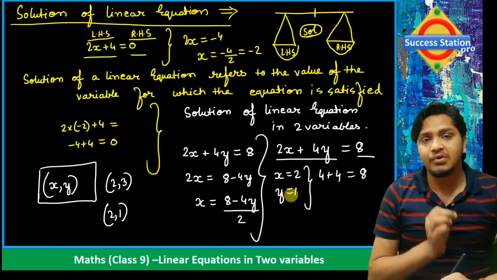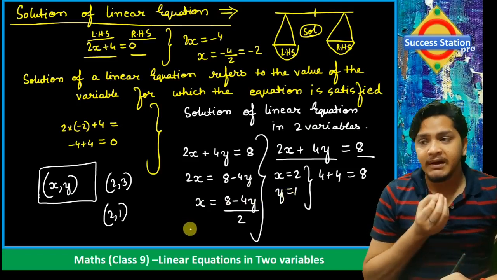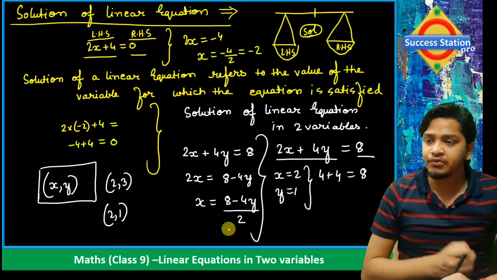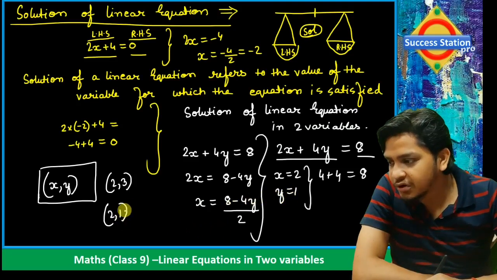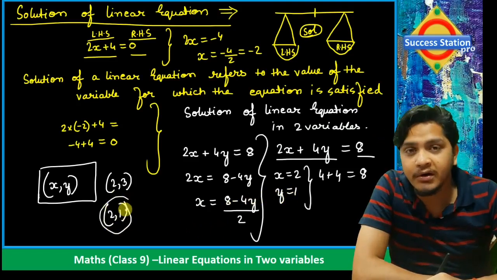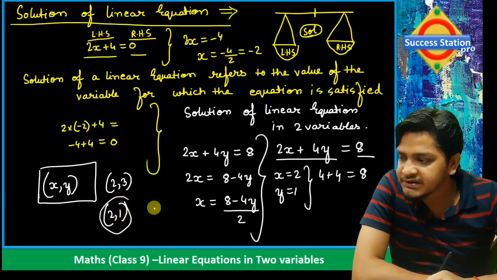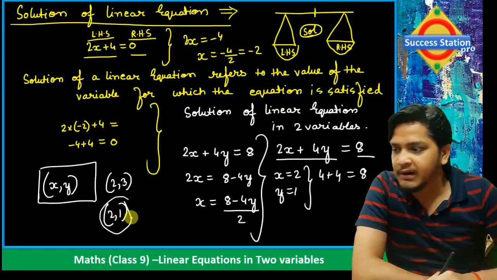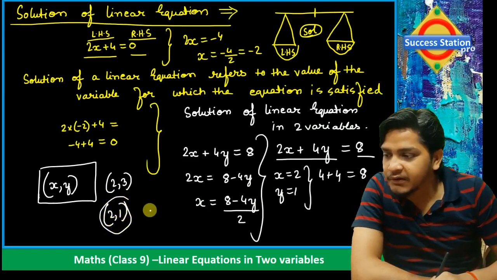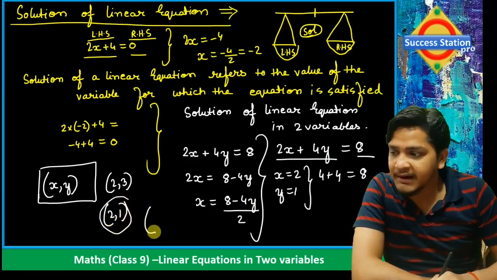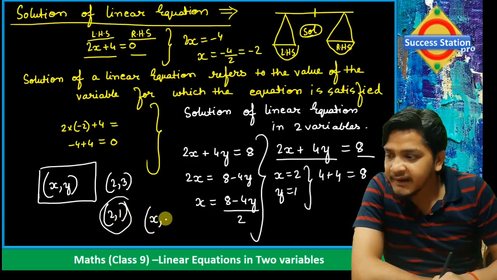Clear? So always remember, in a linear equation of two variables, you have a solution which is an ordered pair. We studied ordered pairs in coordinate geometry. This is what an ordered pair is. But there is a rule in this bracket. You put a bracket. First write the x value and then the y value.